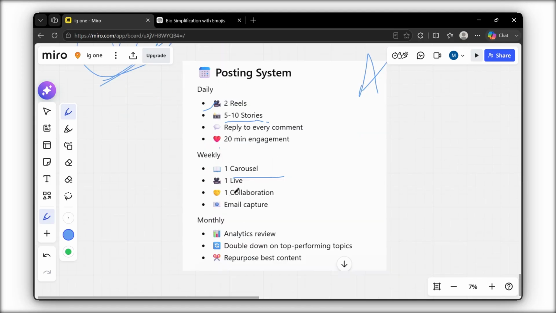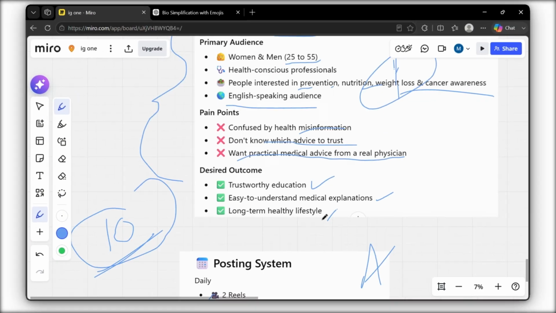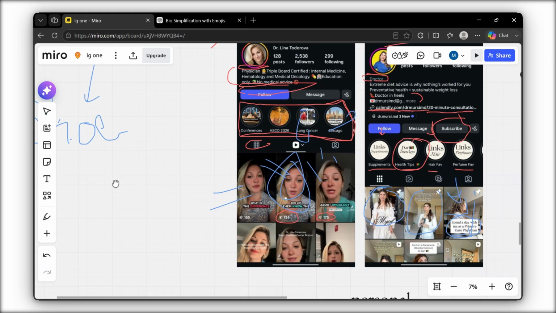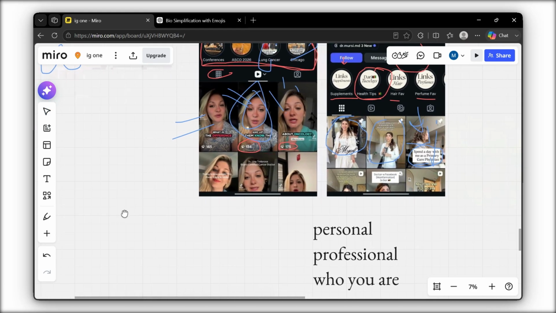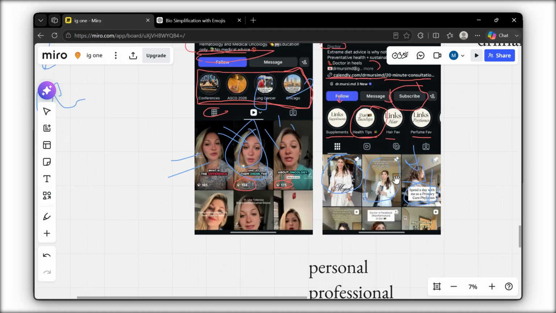Then we will also go live after we grow a certain audience, clearing customer doubts. Then we will do a monthly analytics review, double down on top performing topics, and repurpose best content. Because on Instagram there is no limit on how much you can repurpose your old content. If you repurpose old content and post it again and again, it will also work, right? See, she has posted a carousel here, right? So I am suggesting that.